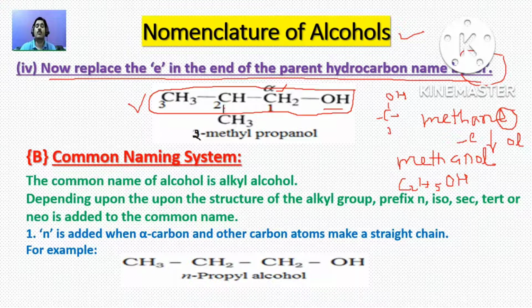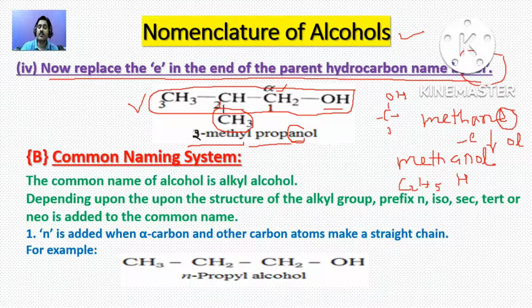Now the methyl group is attached to carbon number 2, so 2-methyl. 1, 2, 3 carbons are there, so it is called prop, and a single bond is also present, so it is called ane, A-N-E. Here the e is replaced with ol, so it is called propanol. 2-methylpropanol is the name of that compound.